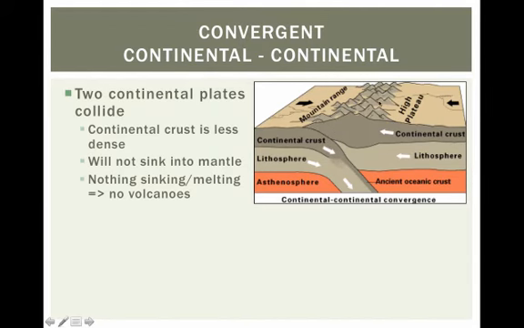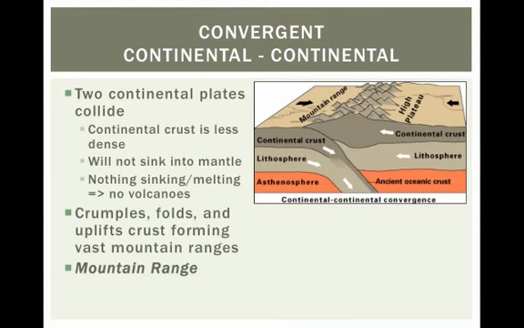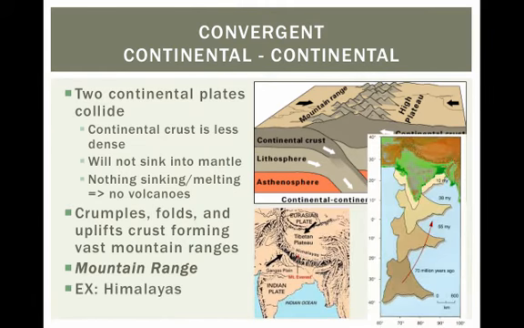So what that produces are these really tall mountains from this collision happening, but they're not volcanic because we don't have any melted material. So of the three convergent plate boundaries, the continental is the only one that doesn't produce a type of volcano. Instead, it just produces very large mountain ranges. An example of this are going to be the Himalayan mountains. So when India moved up and collided with another continent, the Himalayas were formed right along that.